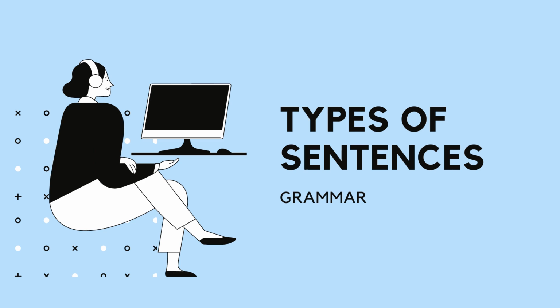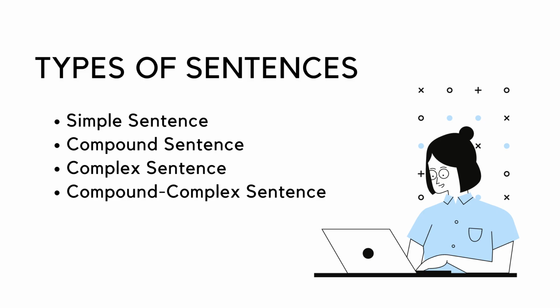Myself Disha Patel, and in today's lesson of grammar we'll be learning about types of sentences that are used in your IELTS exams for writing purpose mainly. So let us begin with today's lessons. Today we will learn types of sentences. There are total 4 types of sentences: simple sentence, compound sentence, complex sentence, and compound complex sentences.